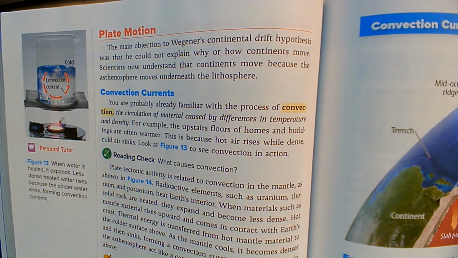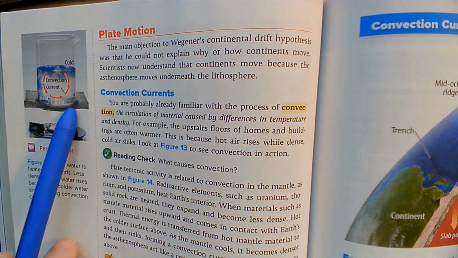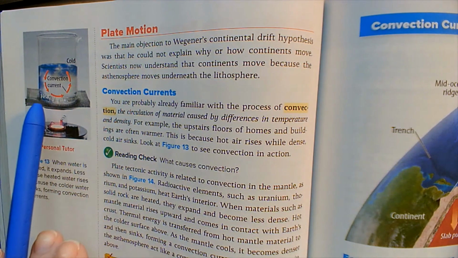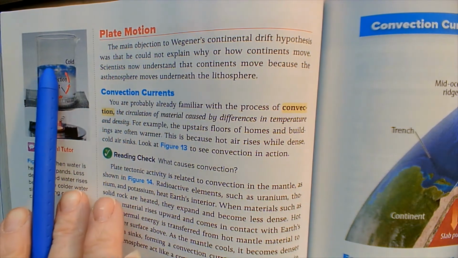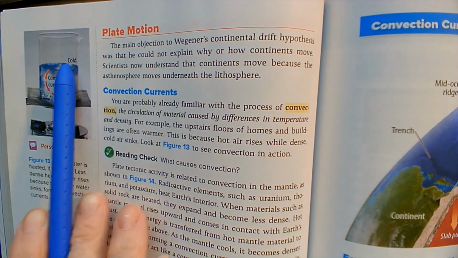Convection currents. You are probably already familiar with the process of convection, which is the circulation of material caused by differences in temperature and density. For example, the upstairs floors of homes and buildings are often warmer. This is because hot air rises while dense, cold air sinks. Look at figure 13 to see convection in action. So at the bottom, the water is heated and it moves to the top as it becomes less dense. The colder water at the top moves towards the bottom, so it causes a convection current.